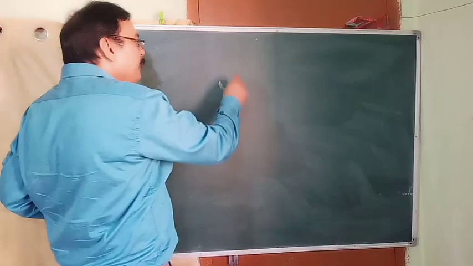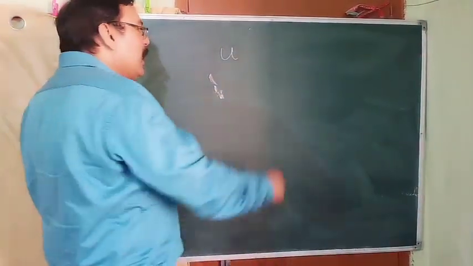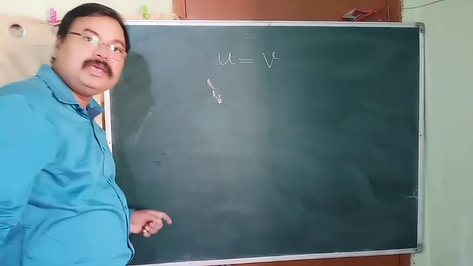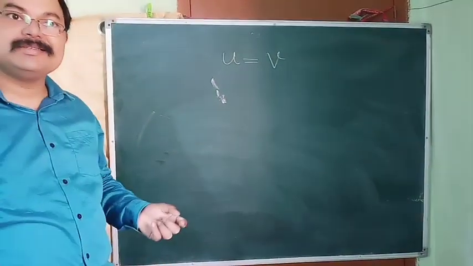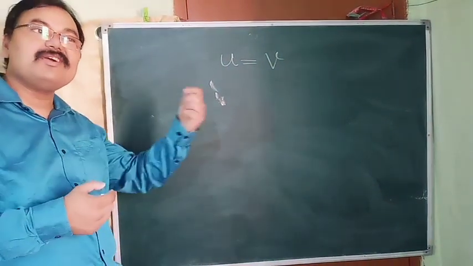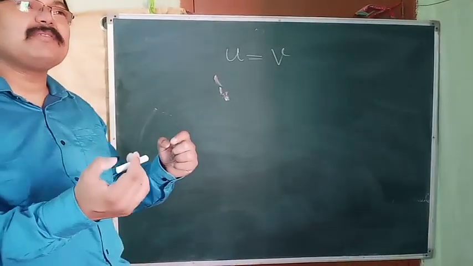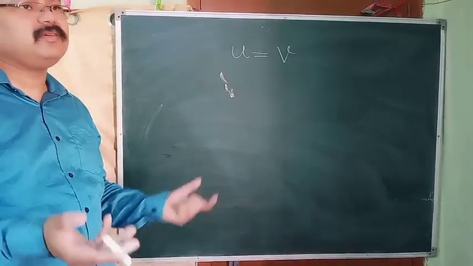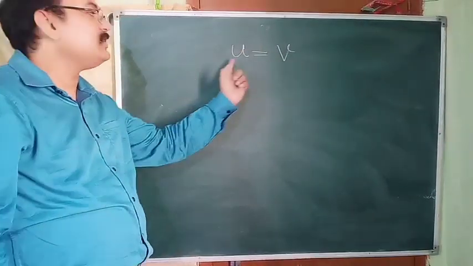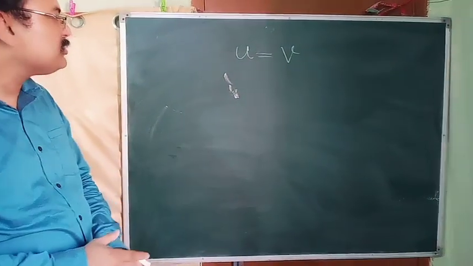In case of uniform velocity, suppose initially the velocity of the body is u and finally the velocity of the body is v. So what you will find? u will be equal to v, because velocity will not change, direction will not change, and magnitude also will not change, because the body is covering equal displacement in equal intervals of time. Even if you make the intervals smaller, it will still cover equal displacement in equal intervals of time. So we can say the velocity remains constant. So initial velocity is equal to final velocity. So velocity does not change.